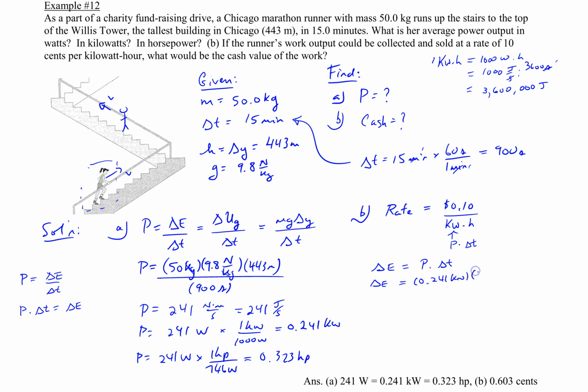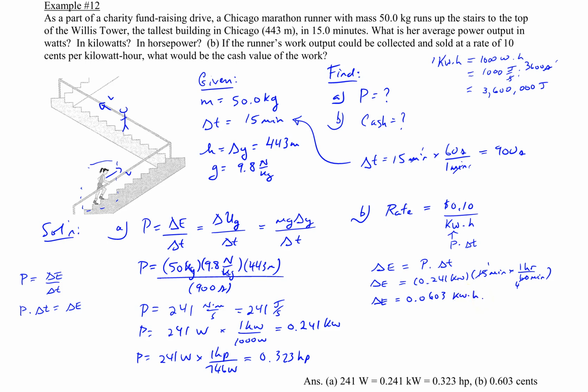And then we want the time, which is 15 minutes, to be in hours. So 15 minutes, and in 1 hour you have 60 minutes. Really, you have a quarter of an hour, multiplied by 0.241. So that really gives you an energy of, well, a quarter of 0.241 is 0.0603, and this would be in kilowatt hours.